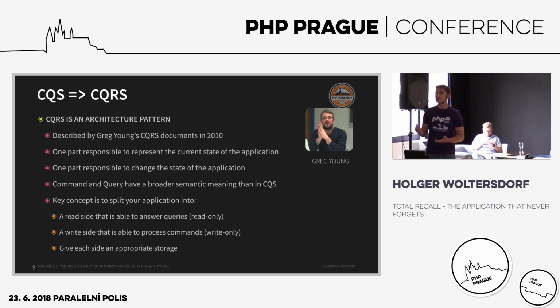CQRS is an architecture pattern. It's not applied to just objects. It was described first by Greg Young in his CQRS documents in 2010. The main idea behind CQRS is the separation of responsibilities for read and write operations. So you can change things on one side and read the current state from the other side.